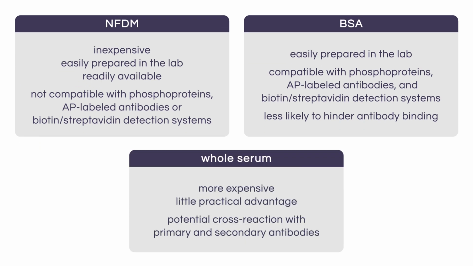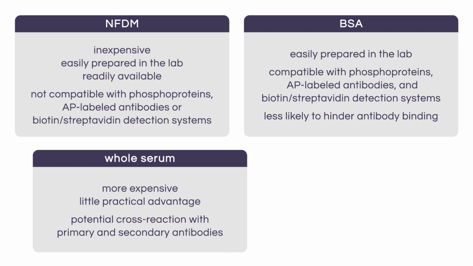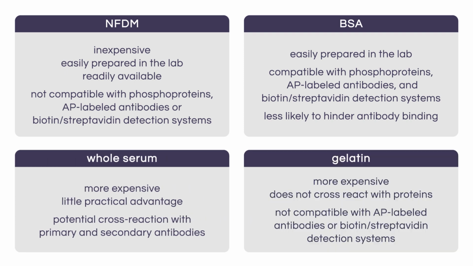An alternative to NFDM and BSA is whole serum, which is derived commonly from horse, fetal calf, rabbit, and goat. Serum is more expensive than milk or BSA and offers little practical advantage, so it is less commonly used as a blocking agent. Whole serum contains immunoglobulins and serum proteins that could potentially cross-react with primary or secondary antibodies, leading to high nonspecific background. Gelatin can be used as an alternative to NFDM and BSA.